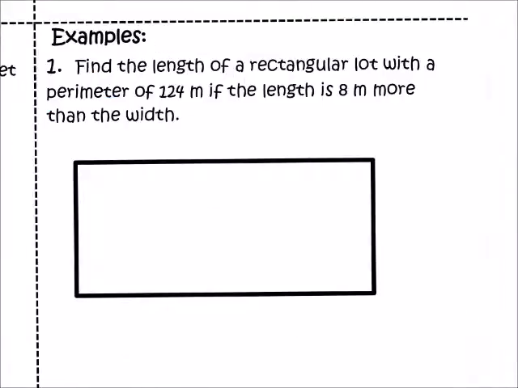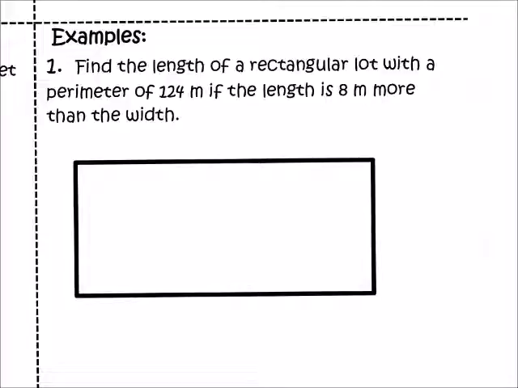Okay, so the last kind of problem are the rectangle problems. We're going to find the length of a rectangular lot with a perimeter of 124 meters if the length is 8 meters more than the width. So we need to find a few things first in our word problem, and we also have to recognize what the equation of perimeter is.